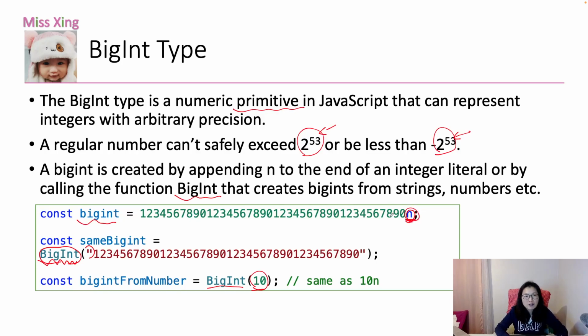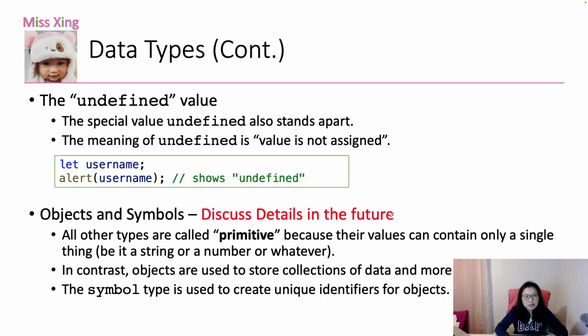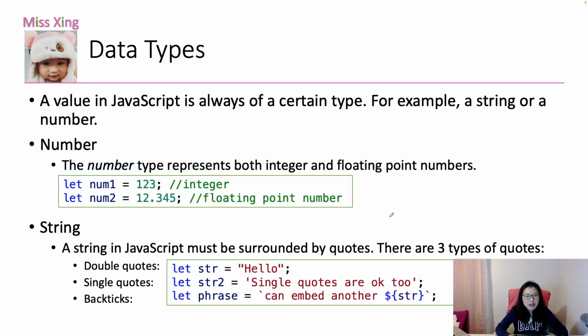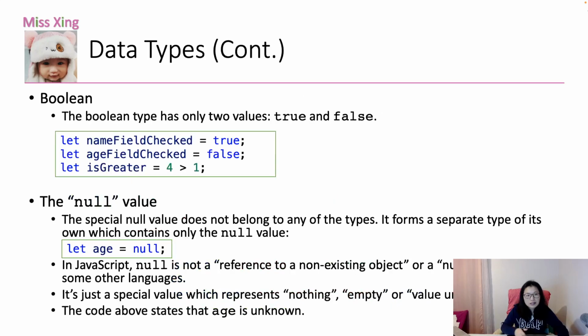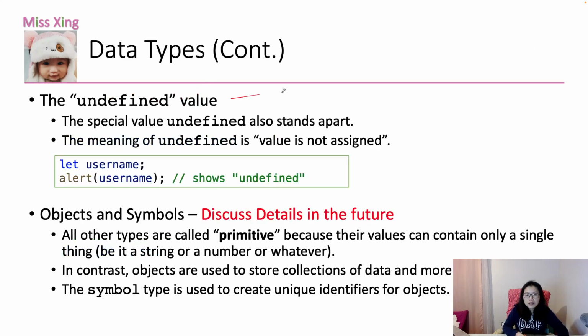So now we covered 8 data types. Number is a primitive, okay, which represents a single value. String is also primitive. And boolean, primitive, single value, right? And none is also primitive, right? Single value. And as we know, undefined should also be primitive.